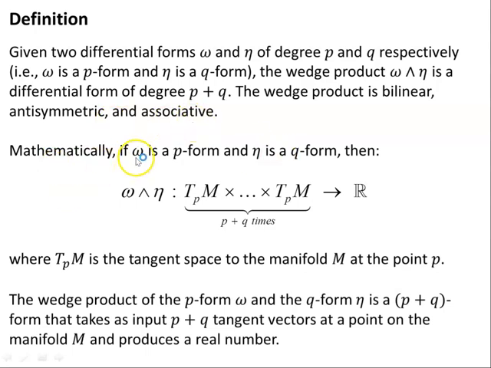Anyway, but mathematically, if omega is a p-form and eta is a q-form, then omega wedge eta is a map from the tangent space of p plus q vectors to the real numbers. Where T_pM is the tangent space of the manifold M at the point p. And the wedge product of the p-form omega and the q-form eta is a (p plus q)-form that takes as input p plus q tangent vectors from the tangent space at a point on the manifold M and produces a real number.